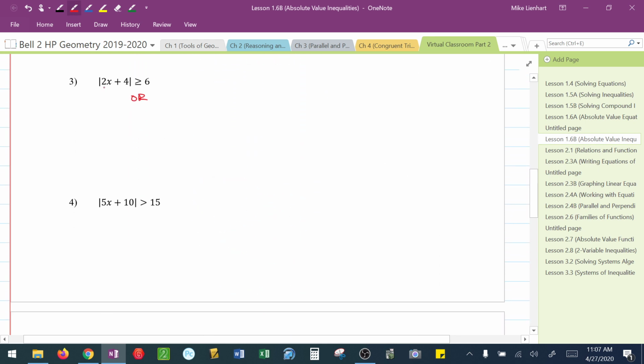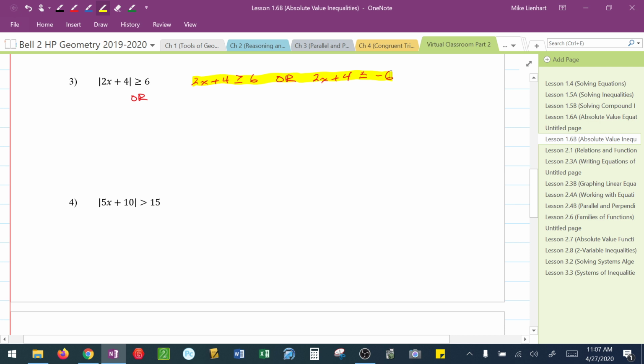So here we go. Take the inequality and drop the absolute. 2x plus 4 greater than or equal to 6 or. So I rewrote it without the absolute values. Now I've got to think. I want to keep the part inside the absolute the same, 2x plus 4. I want to flip the inequality, less than or equal to, and take the opposite of 6, which would be negative 6. This is the setup for an or absolute value inequality.